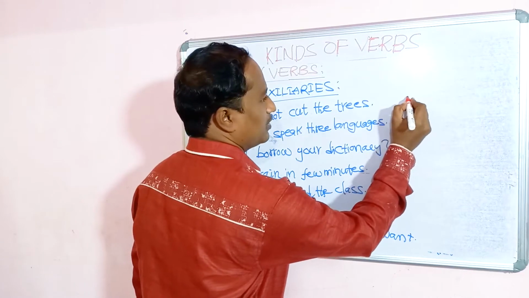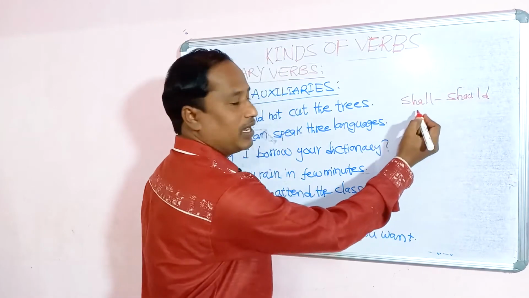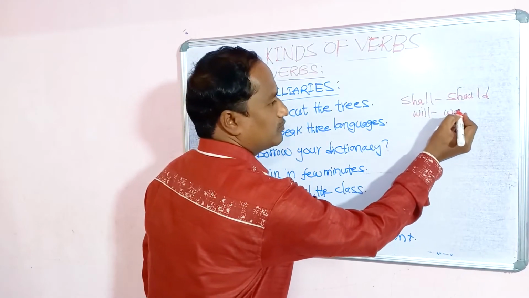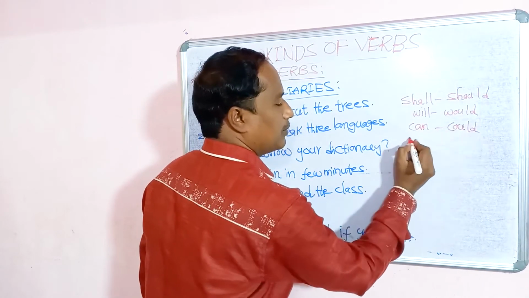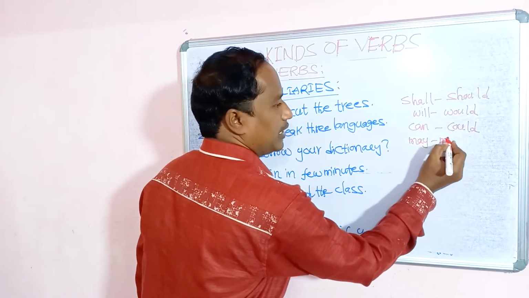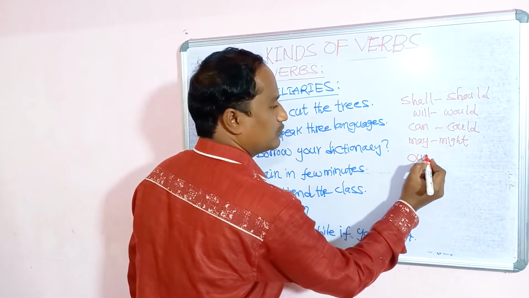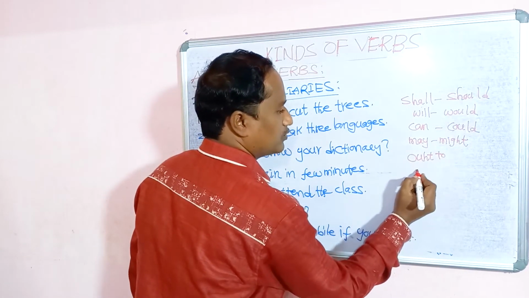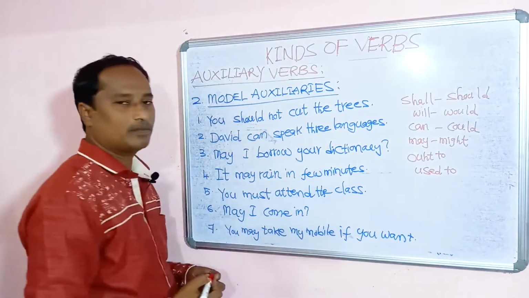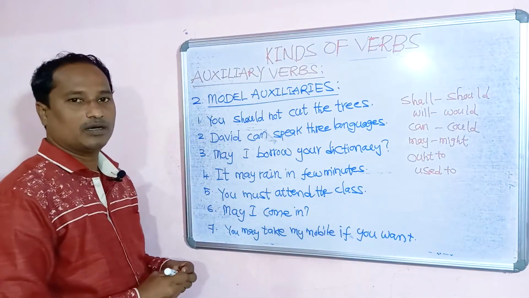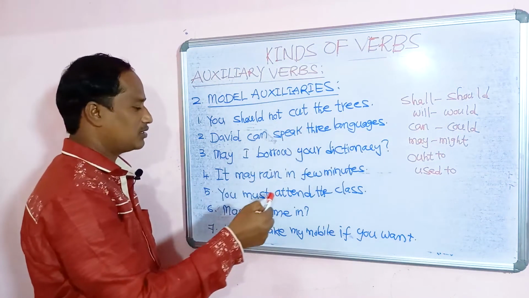For example, here: shall, should, will, would, can, could, may, might, ought to, used to. So these are all modal auxiliary verbs or secondary auxiliary verbs. So let us see the functions of all these modal auxiliaries in the following examples.